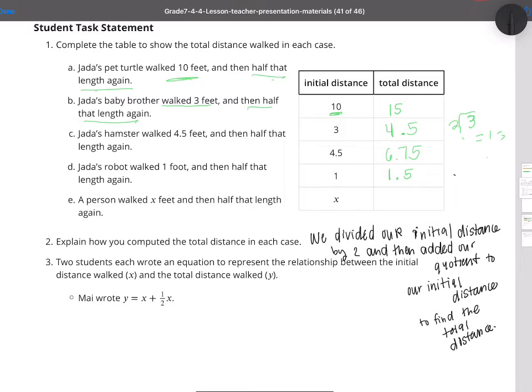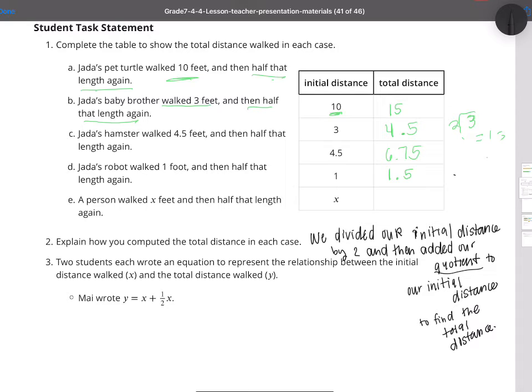Okay, let me proofread that. We divided our initial distance by 2 and then added our quotient to our initial distance to find the total distance. Basically, when it said half, we knew to divide by 2 or multiply by 1/2, which is the multiplicative inverse. And then we knew to add our quotient, the answer that we got, to the initial distance in order to figure out the total distance. For example, 10 divided by 2 was 5. Then we added 5 to 10, and 5 plus 10 is 15.